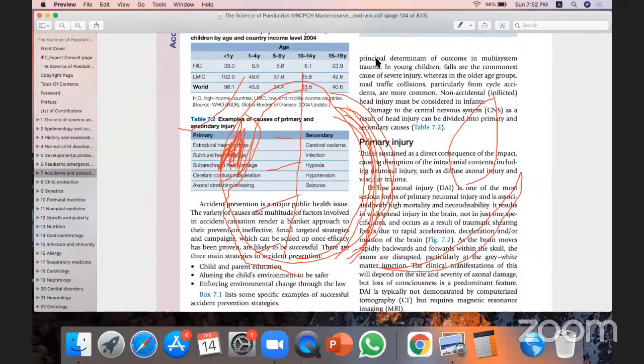So the extradural hemorrhage compresses the brain acutely. And what happens after this compression? The brain suddenly starts malfunctioning.